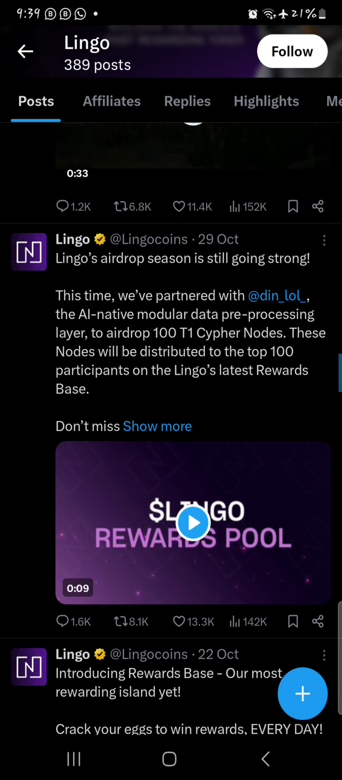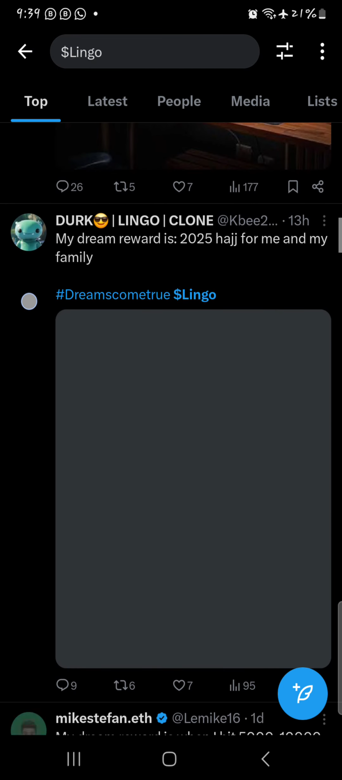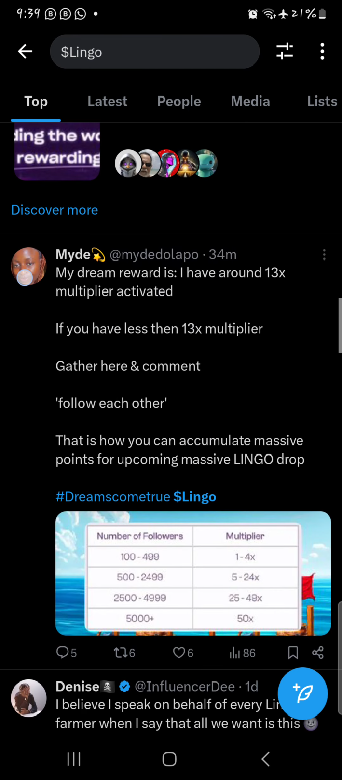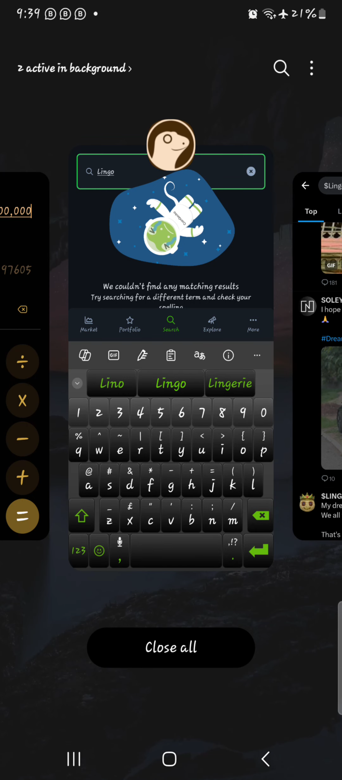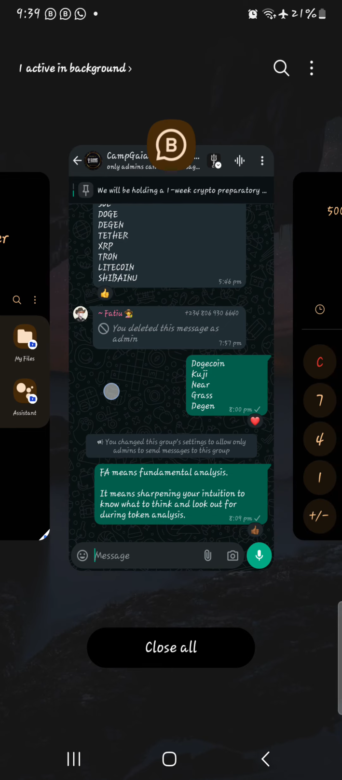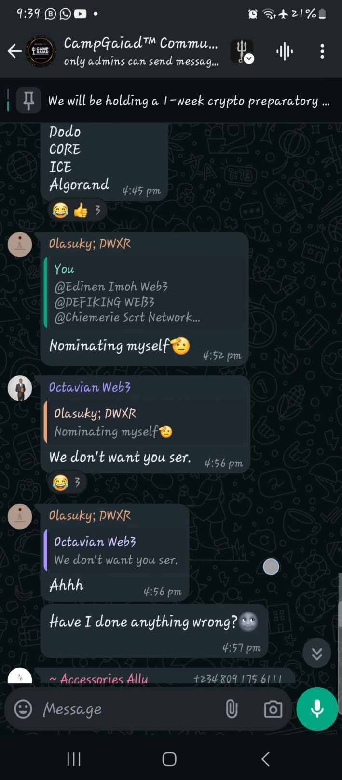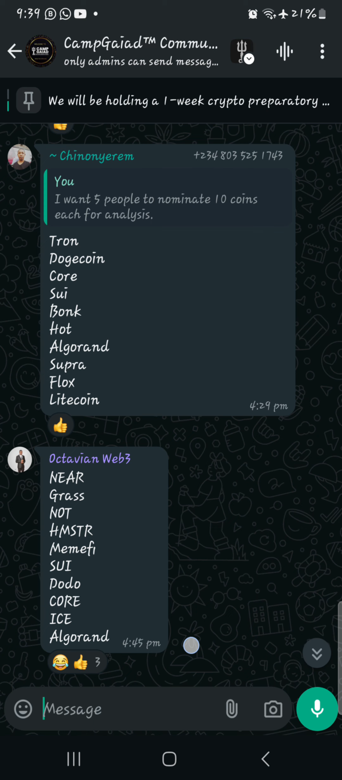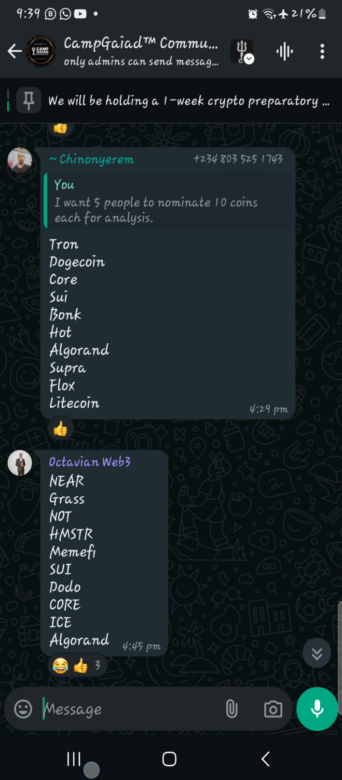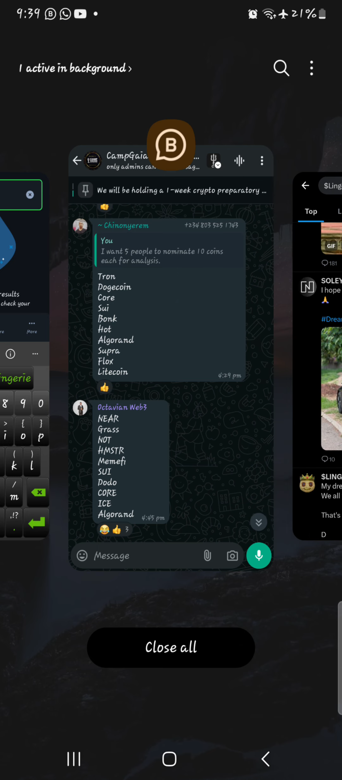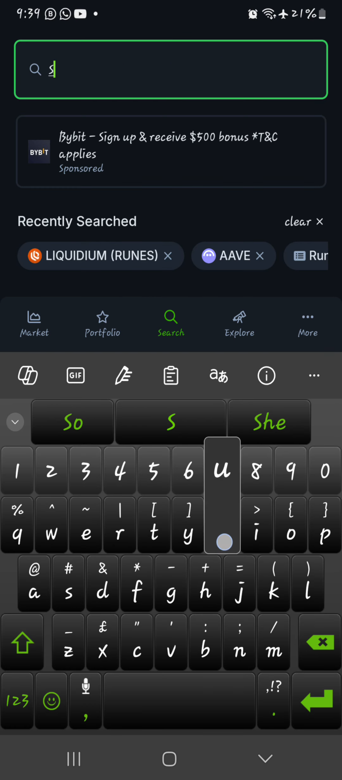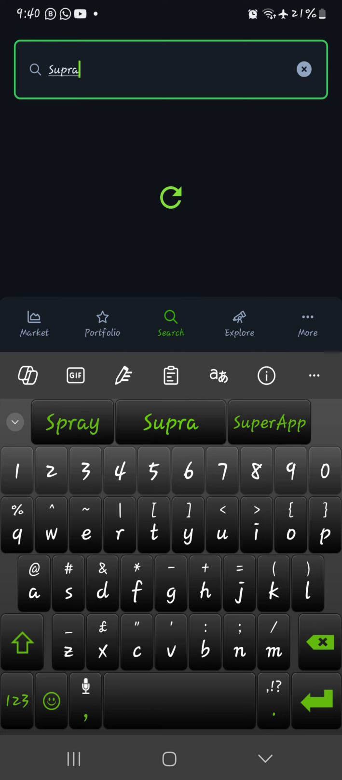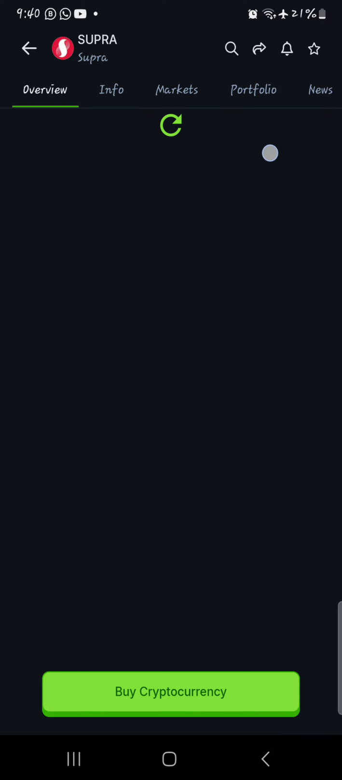That's probably they are doing their airdrop now or something. Show us coins, shill tokens. Okay, let's go. I think some of you shilled some tokens in the group. So let's see. Supra. That's something I don't know. Supra. Okay. All right.